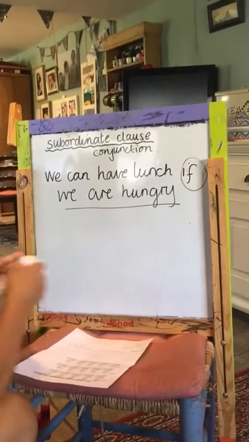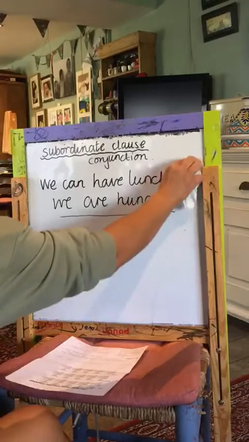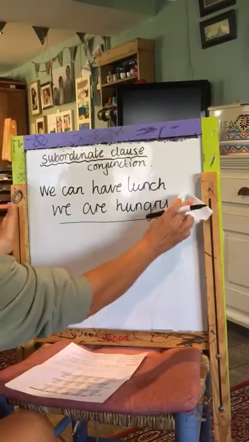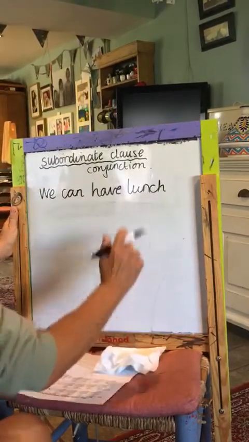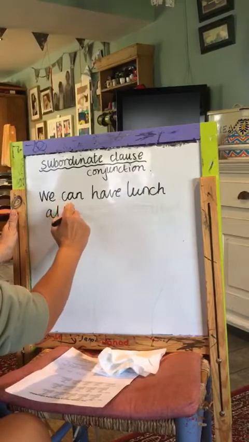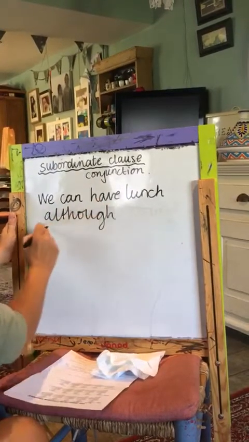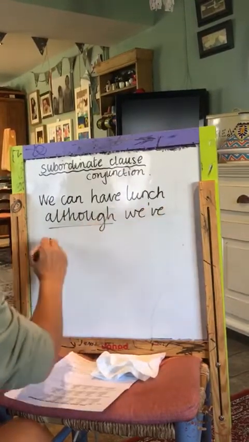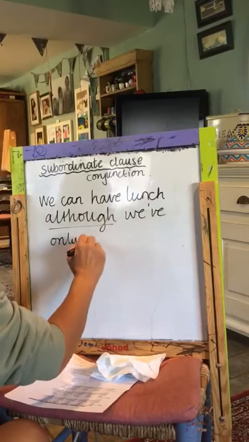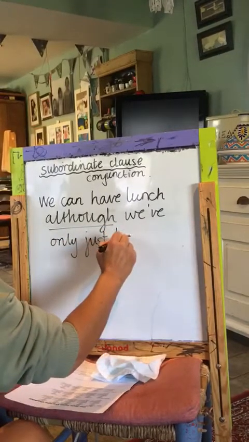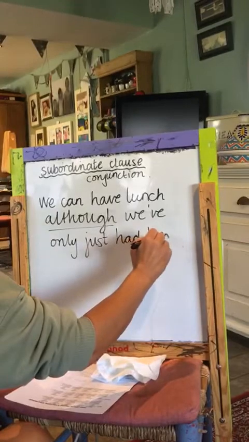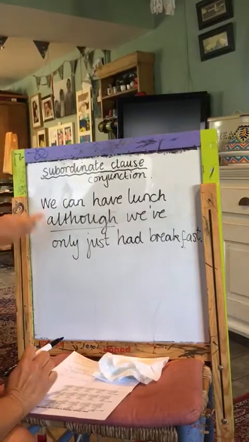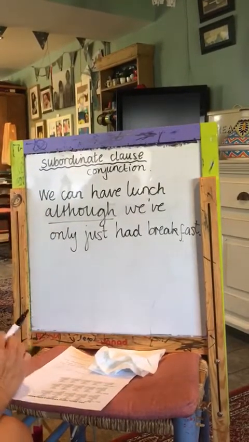So I could use all sorts of different conjunctions. I could choose to use a completely different one. This time I could say we can have lunch, although there's another conjunction I could use, although we've only just had breakfast. So a different sentence, different conjunction, different subordinate clause, but I've kept my main clause.